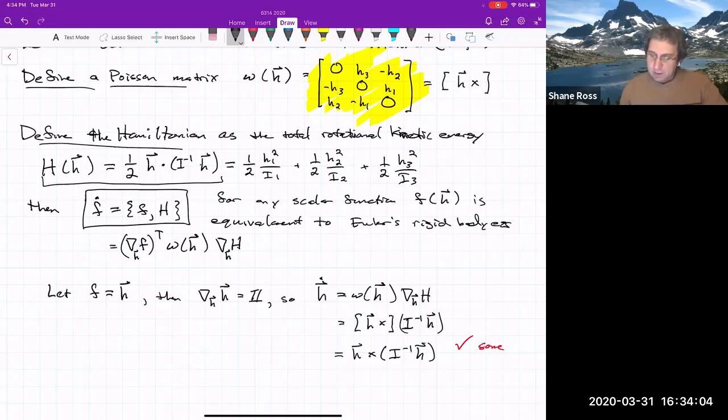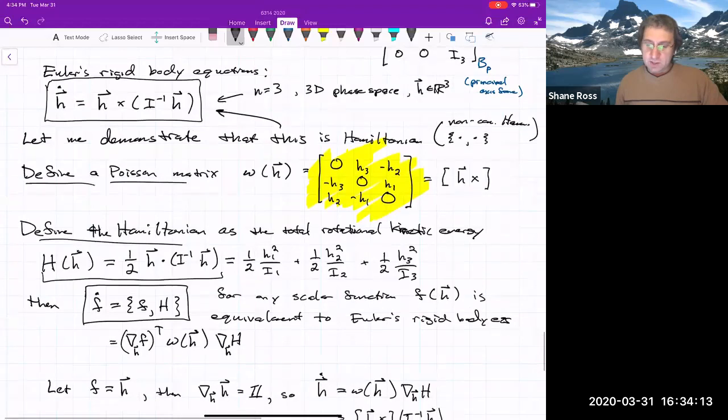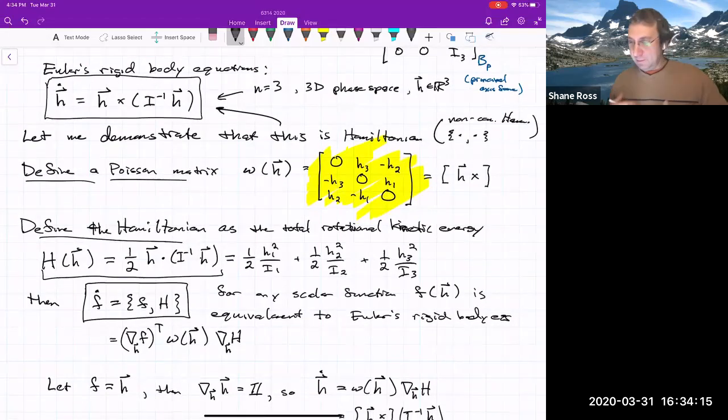So that's a lot of effort to write Euler's rigid body equations, but it does show that even with this odd dimensional space, somehow Euler's rigid body equations are Hamiltonian once you've defined things appropriately, in the right setting. So you view it as a non-canonical Hamiltonian system with the Hamiltonian that's equal to the total rotational kinetic energy. Yeah, the hard part, I think, is this defining of a Poisson matrix. And maybe I'll leave it as a homework assignment. Maybe it's even in the new one.